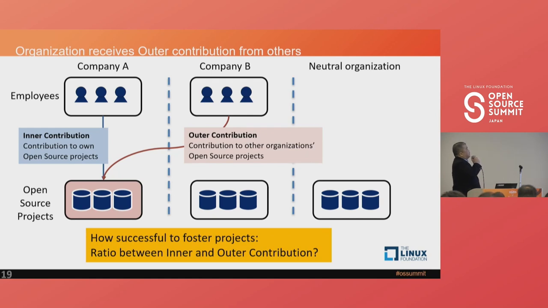And we analyzed how a company receives outer contributors from outside. If company B contributes to company A, we categorize that as coming from outside contributors. And this rate between inner and outer contribution shows how successful the companies are at fostering their projects.